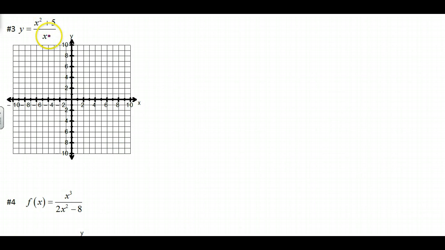The degree of the numerator is 1 higher than the degree of the denominator. So when that happens, this will behave like a line for big values of x. Well, I can do the rabbit method on this. So y is equal to x plus 5 over x. So I just take this and divide here.